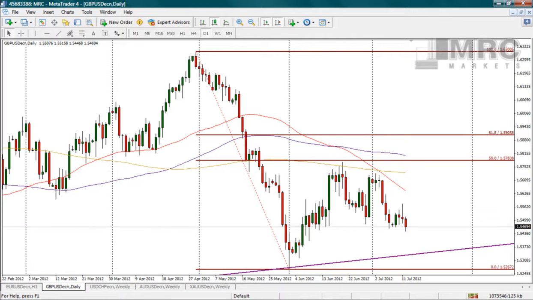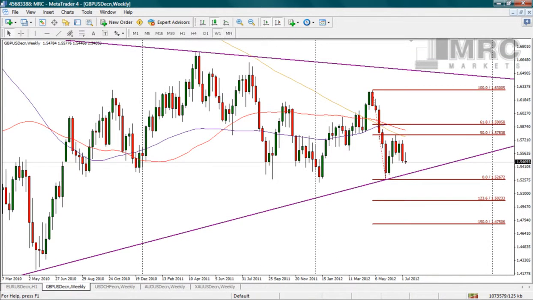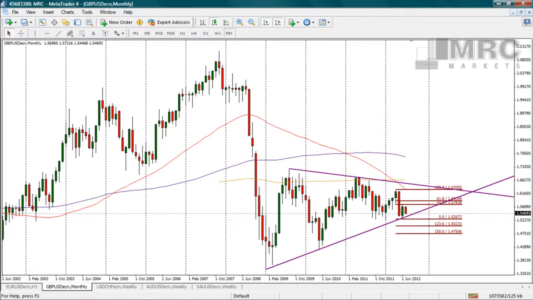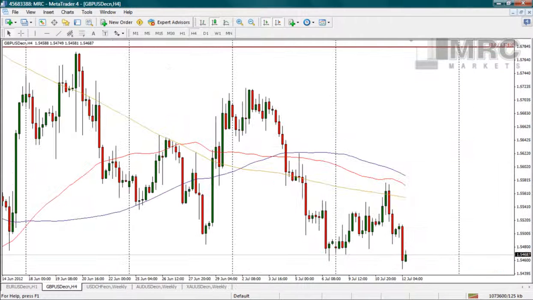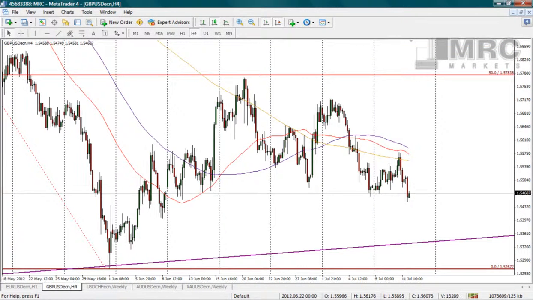That would most probably be their main target, which is the 0% line, that level there. But of course, you'll need to get through this trend line support, which has been holding since the start of 2009, really. So it's a solid trend line it will need to break. But that's the only real interest I have in terms of this chart.